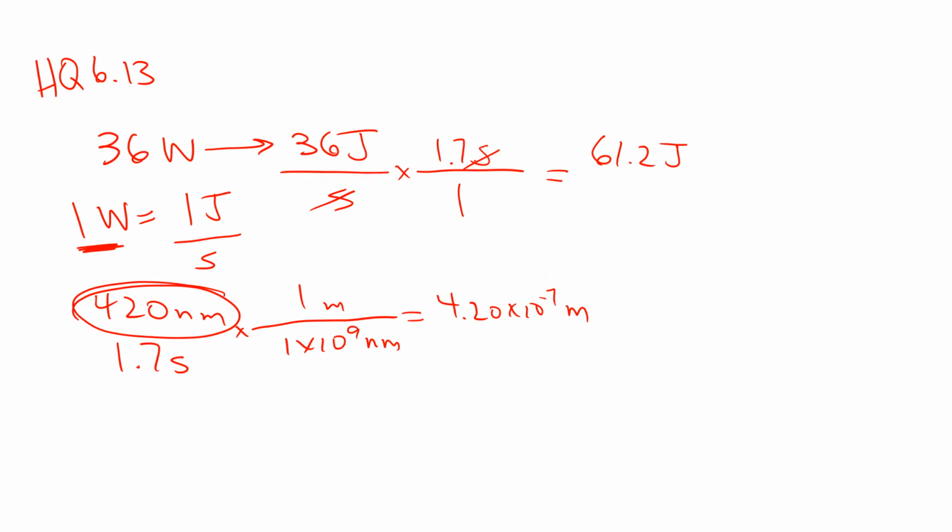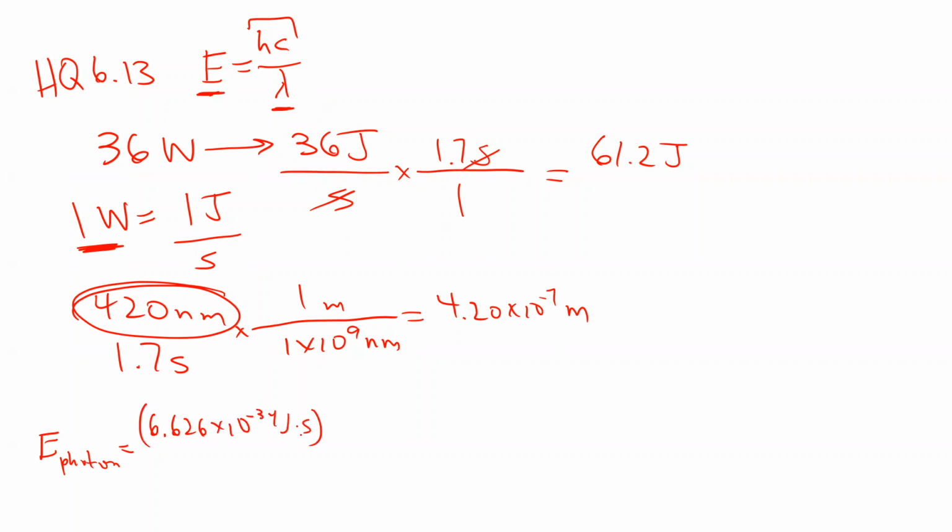The fastest way that I would go about this, the equation I would use next, is energy equals Planck's constant times the speed of light over my wavelength, because we know wavelength, we know Planck's constant, we know the speed of light, so we can find the energy for 1 photon of light. So energy for a photon equals Planck's constant, 6.626 times 10 to the minus 34 joules times seconds, times the speed of light, 3 times 10 to the 8 meters per second, over my wavelength, 4.2 times 10 to the minus 7 meters.